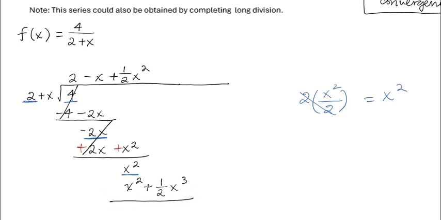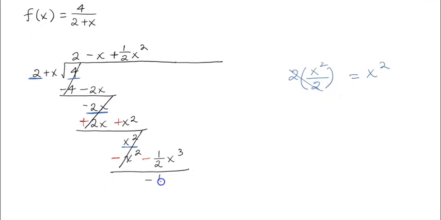And then we subtract. This becomes negative. This becomes negative. These cancel. We now have a negative 1/2 x cubed down here. What do we multiply 2 by in order to get negative 1/2 x cubed?